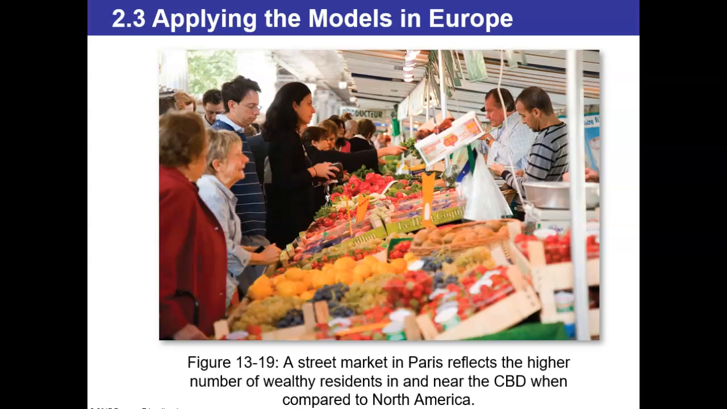Also, Europe's CBDs are less likely to be housed in skyscrapers than in North America. Some European cities also try to preserve their historic CBDs by limiting high-rise buildings. Rents are a lot higher in the center of European cities than they are in US cities. Take a look at figure 13-19. We see a street market in Paris, and we see that the higher number of wealthy residents happen to live near the CBD, more so than we might see in the CBD or near the CBD in North America.